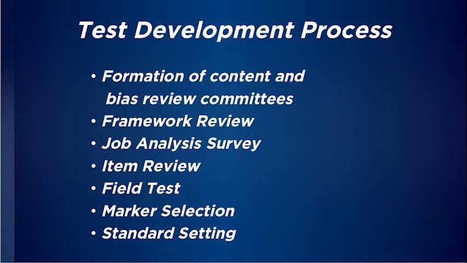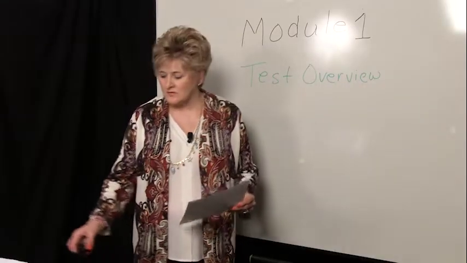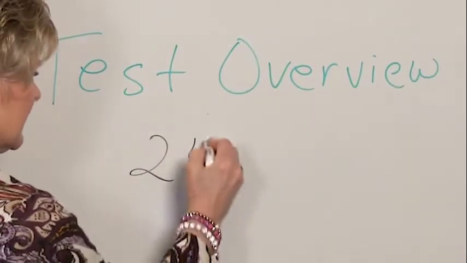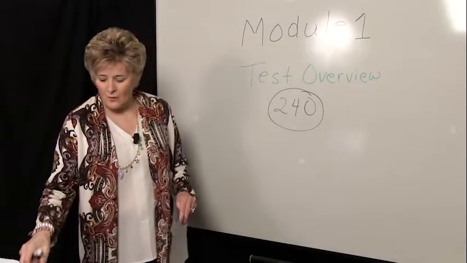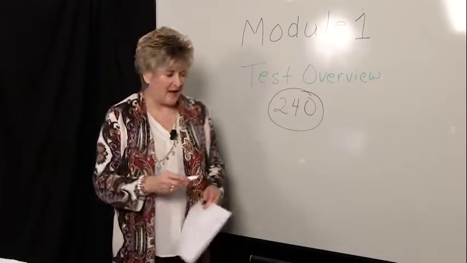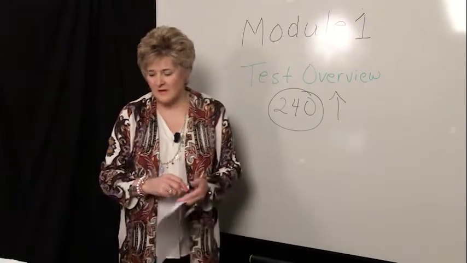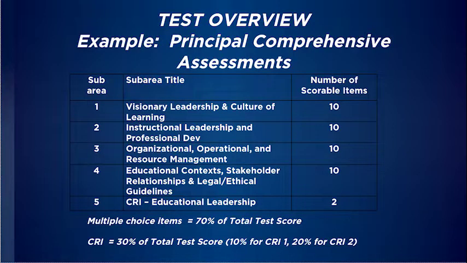Standard setting is where Oklahoma educators make recommendations for cut scores. Cut scores are figured by raw scores, and the passing number is still 240. That is the cut score that you have to have, 240 and above, to actually pass a licensure exam in Oklahoma.